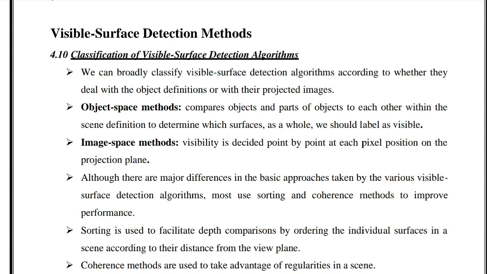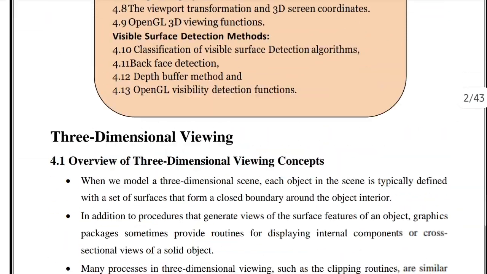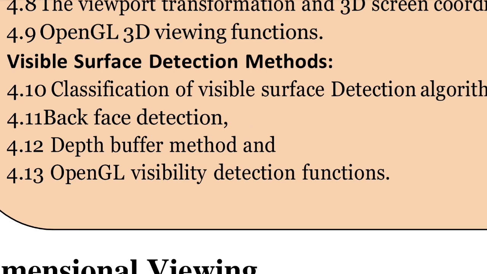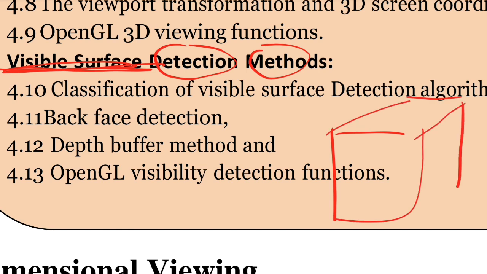Let's move on to the second half, which is the visible surface detection methods. Let's go through the syllabus here. What do you understand by visible surface detection? Visible surface means the surface that is visible. Detection means detecting which surface is visible. Methods means the way to do it. The way to detect which surface is visible to our human eyes is known as visible surface detection methods.